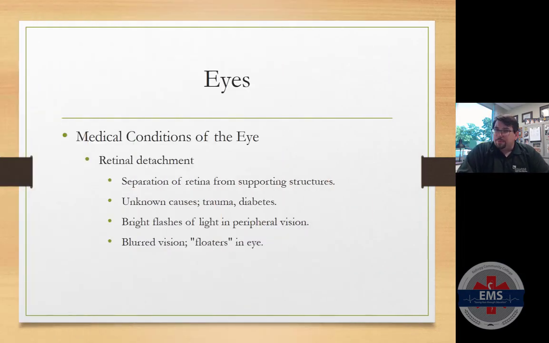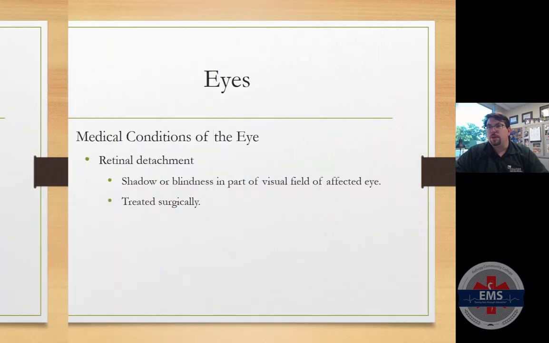Retinal detachment, another component we see. This is where we're getting separation of the retina from any of the supporting structures, right? Could be from any reason, unknown cause, trauma, it could be diabetes. The way it presents is going to be bright flashes of light in their peripheral vision, right? So you get these flashes of light here on the sides, or they're going to see these distant floaters kind of floating throughout their eyes. Another example of a potential retina detachment.